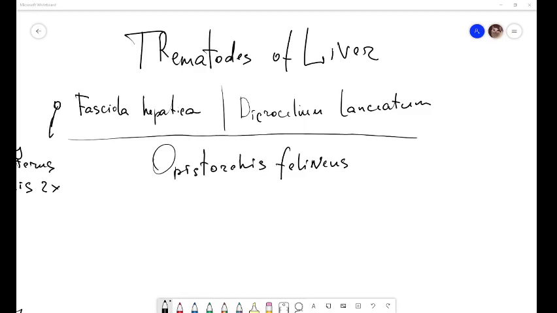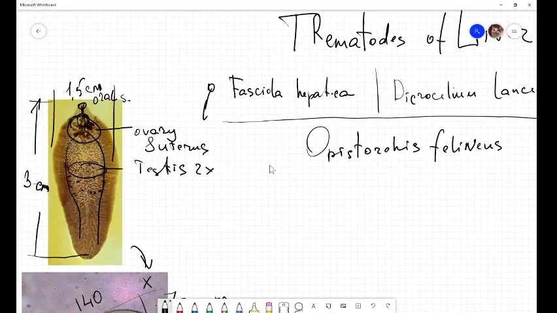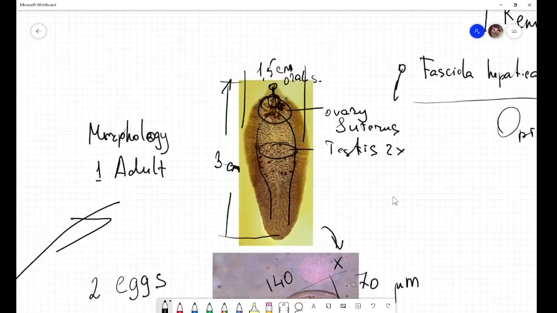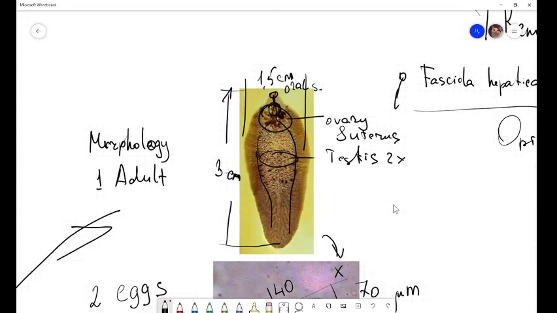Hi there, and we go to learn three trematodes of liver. Today we learn Fasciola hepatica, Opisthorchis felineus, and Dicrocoelium lanceatum. And go to Fasciola hepatica. Okay, what you must know.